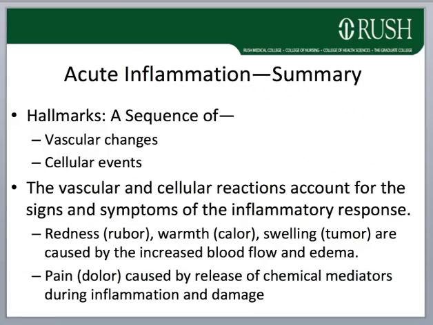Okay, let me summarize what you've learned about in this presentation. Acute inflammation has several hallmarks, which are a sequence of vascular changes and cellular events. It's the vascular and cellular reactions that account for the signs and symptoms of the inflammatory response. Redness, warmth, swelling are caused by increased blood flow and edema. Pain is caused by release of chemical mediators during inflammation and damage.